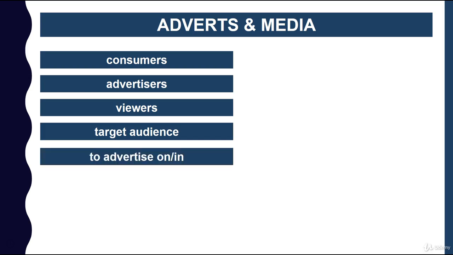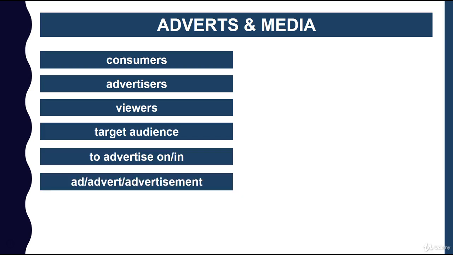When we have an advert, you advertise on something, so advertise on TV, advertise on the radio, advertise on the internet, but advertise in a magazine or advertise in a newspaper. There are different ways of using the word advert. You've got an ad, advert and advertisement. Try to use all three words to show that you know all of these words.